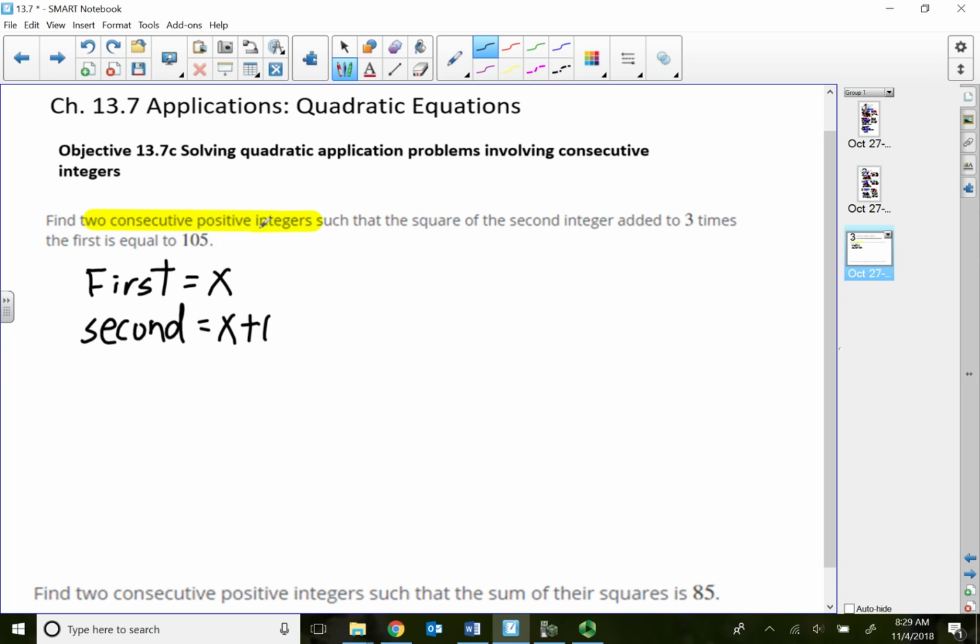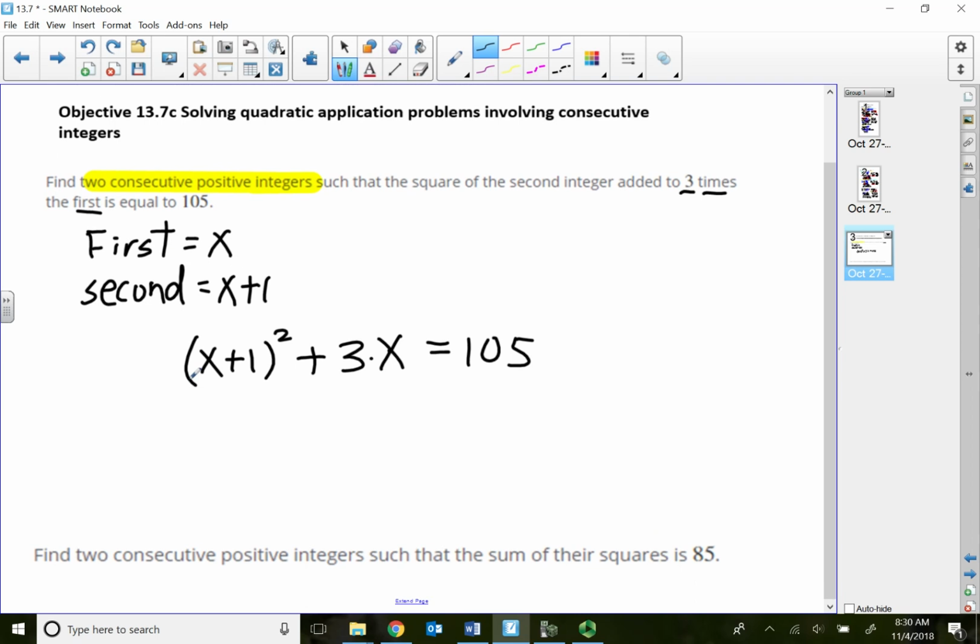Find two consecutive positive integers. We will worry about the positive at the end here, such that the square of the second integer, so x plus 1, my second integer, whole thing squared, added to 3 times the first integer, which we called x already, is equal to 105. So that's how we will translate this equation. My first term here is x plus 1 whole thing squared.